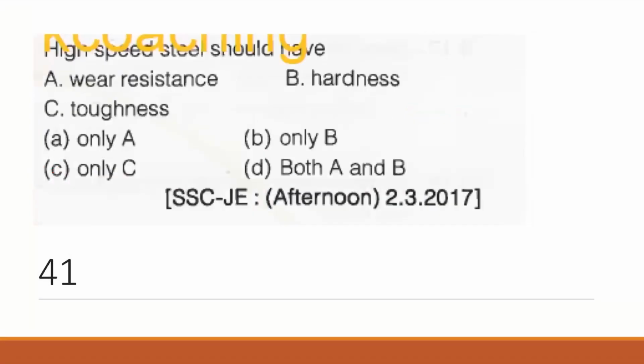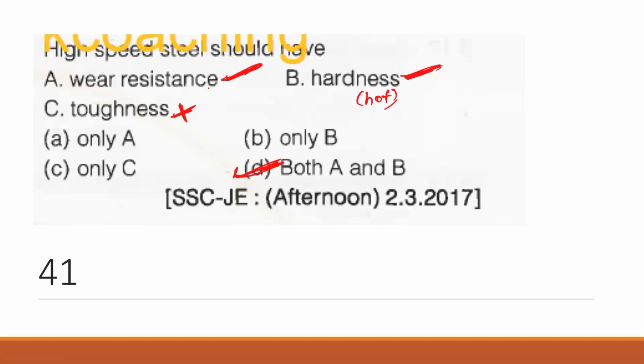Now the next question, high speed steel should have high wear resistance, hardness, toughness. The correct answer is that high speed steel should have wear resistance and hardness. As we have discussed earlier, it should have wear resistance and hardness. This is basically hot hardness, right? It doesn't necessarily have toughness, but it should have wear resistance and hardness.